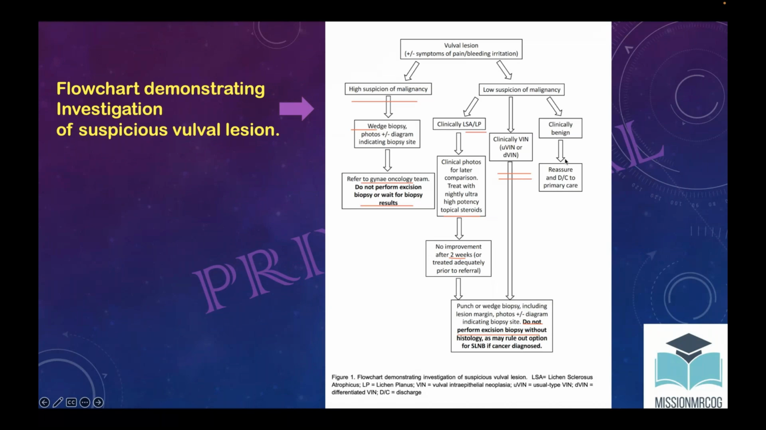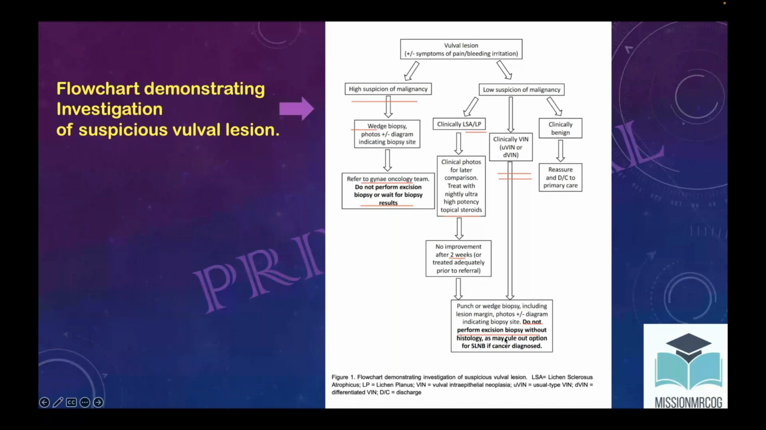Now, if clinically looking at the condition, it appears like VIN, then there would be a biopsy, starting from the lesional margin, along with photos and diagrams. Excisional biopsy will not be done. Okay, so this is the VIN.